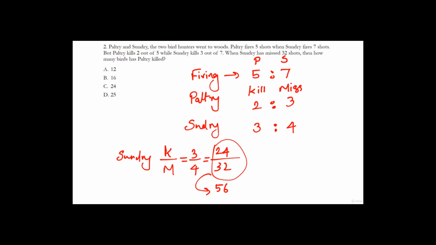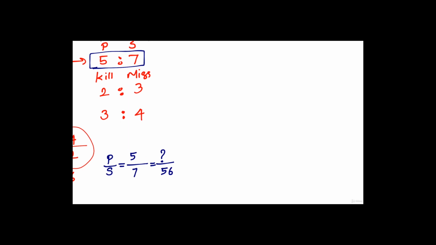Now this has to be utilized in this particular ratio. When Sundry made 56 shots, Poultry would have made how many shots? That we are supposed to find out. So their firing ratio is 5:7. So if Sundry had fired 56, how much would Poultry have fired? When we solve this, we get 40 for the number of shots fired by Poultry.